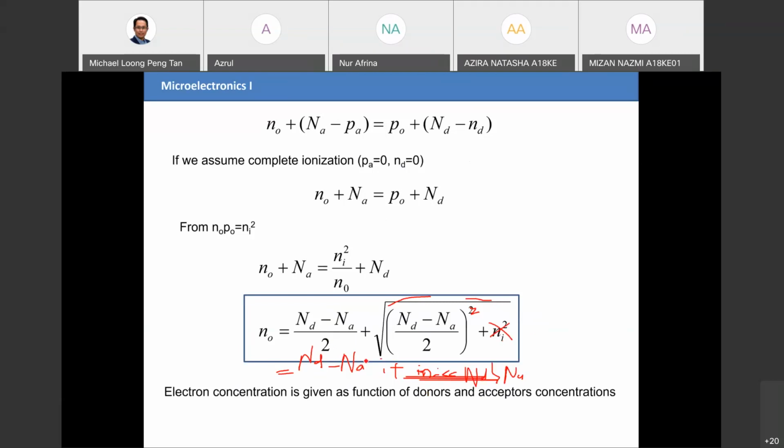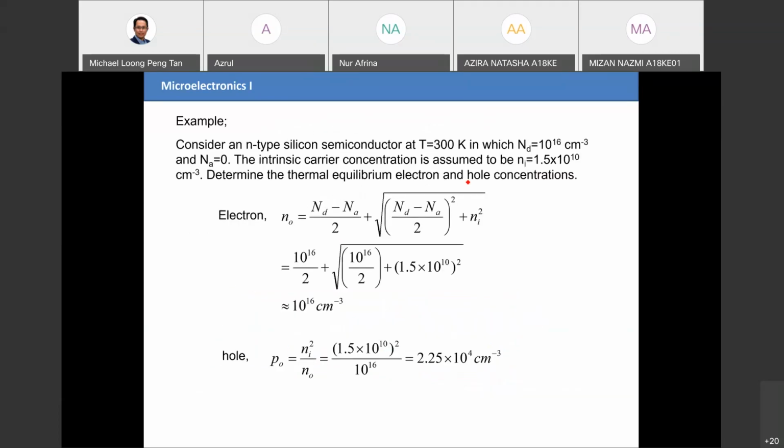But in a situation where your ND, your donor concentration, and your acceptor concentration are the same, maybe this 10 to the power 9 and this 10 to the power 8, then you cannot cancel it. Then you must include all of this to calculate. For example, here, 10 to the power 16 and 10 to the power 10. So they ask, can you minus them or not? Okay, let's see what will happen.